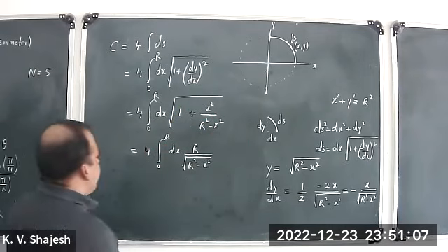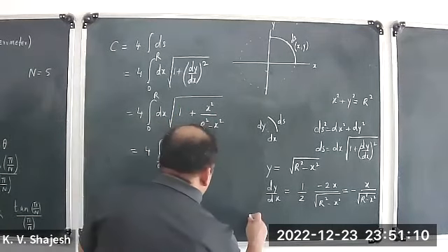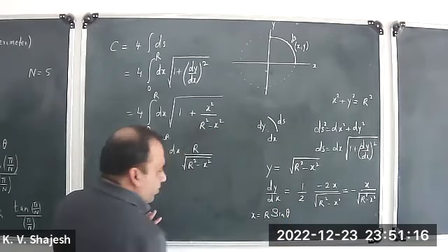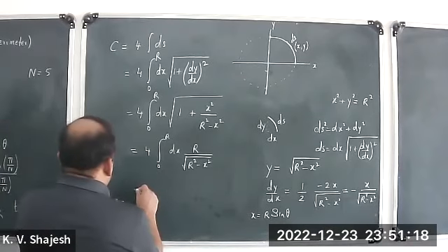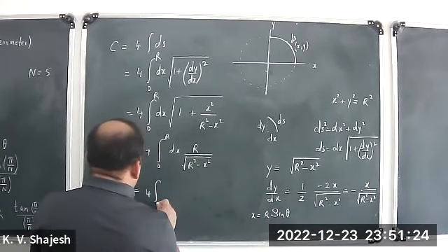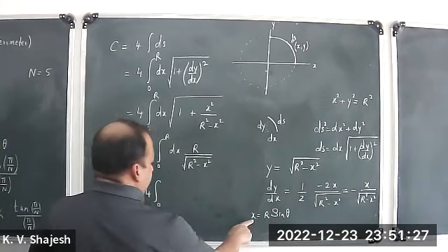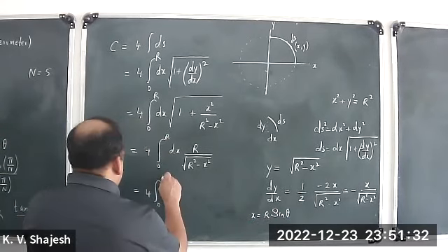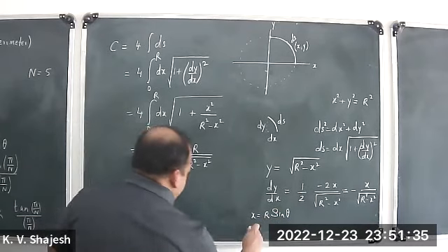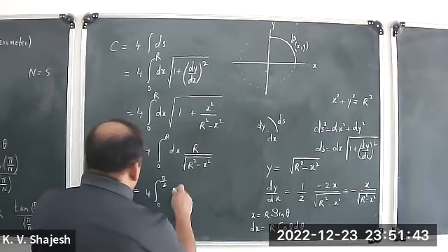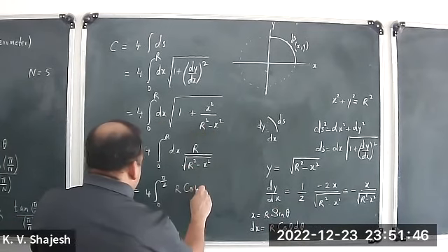I can make a simple substitution. So x equal to r sine theta is a simple substitution you can make. And in that case, the lower limit, when x is equal to 0, theta is equal to 0. And in the upper limit, when x is equal to r, theta is equal to pi by 2. And dx is equal to r times cosine theta times d theta.